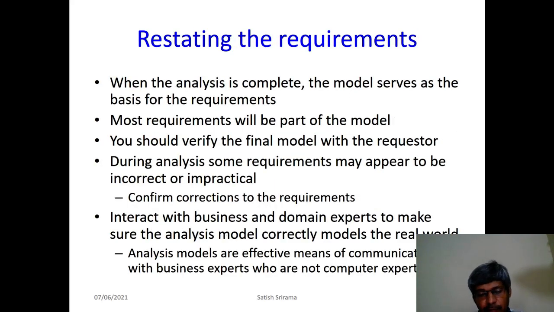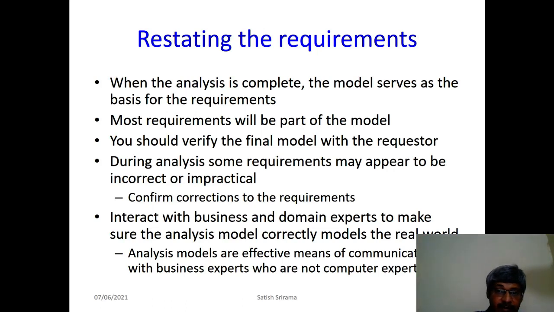Once the analysis is complete, the model serves as a basis for the requirements. Why are you doing all the modeling? You want to capture each and every requirement: how the system behaves, how the system works, how the user interacts, what your domain model and domain class model are. Once the analysis is complete, the model more or less serves as a basis for the requirements. That means most requirements will be part of the model.